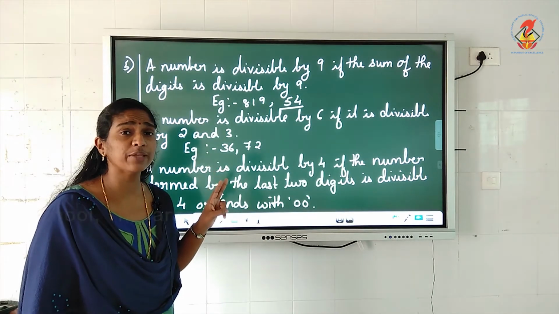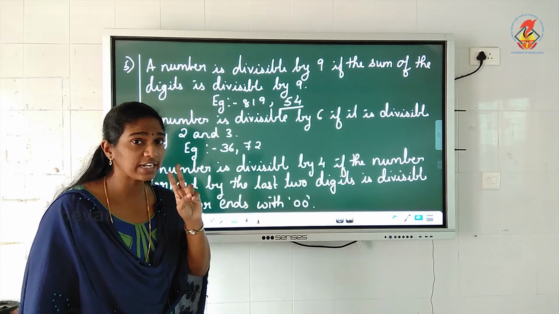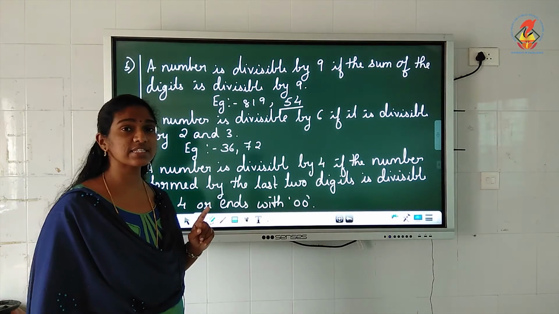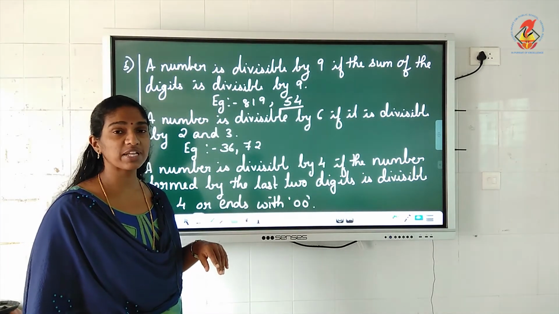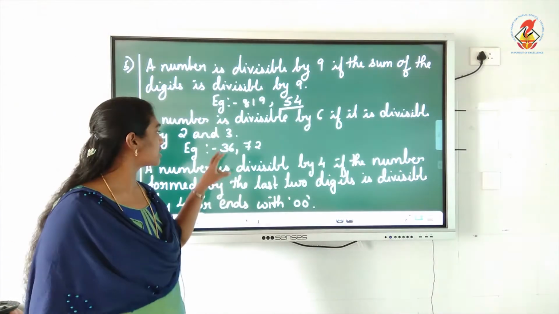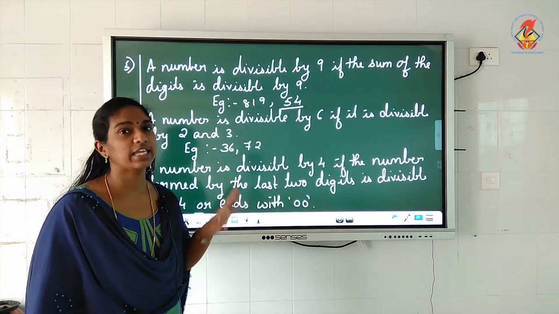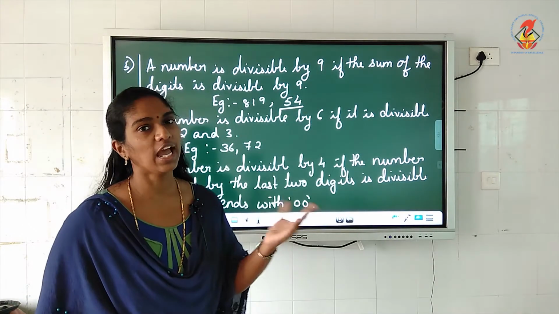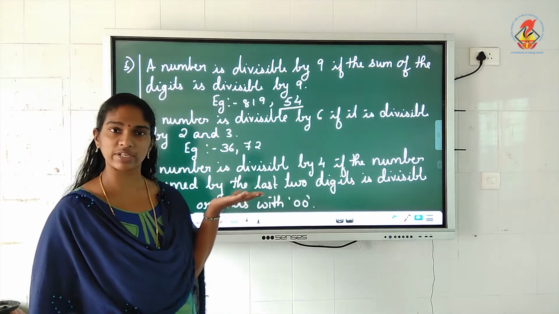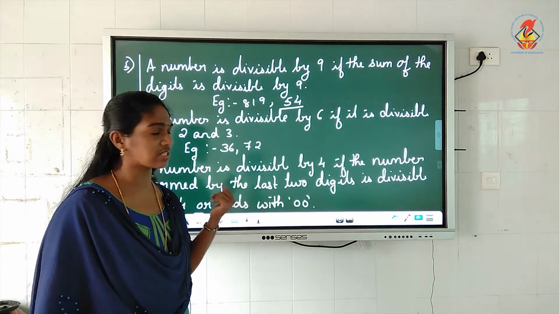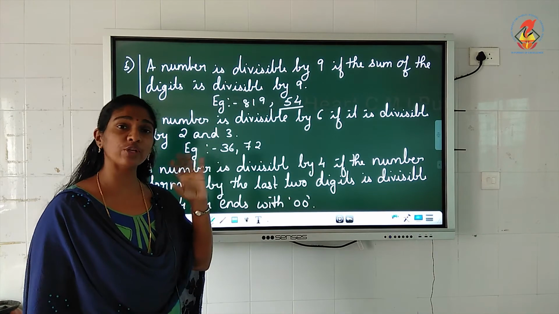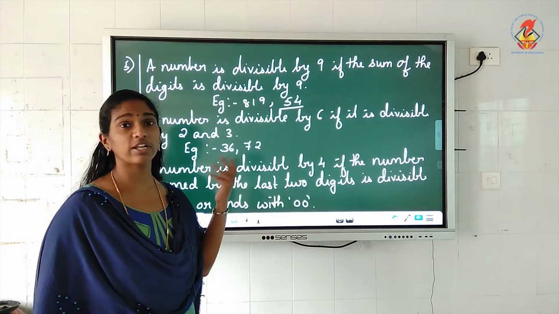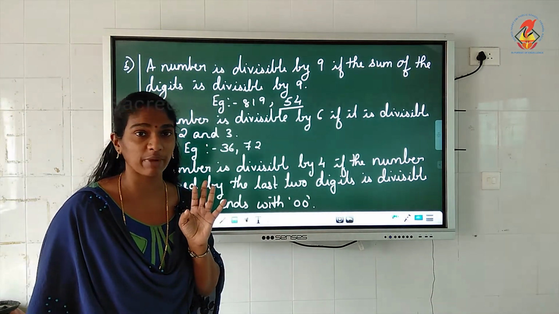How do you check for 3? You have to add the digits. 3 plus 6 is 9. Is 9 coming in 3's table? Yes. So, we can say 36 is divisible by 6. And we know 36 is there in 6 table, isn't it? 6 sixes are 36. So, these rules you can follow when you are having bigger numbers. Smaller numbers you know the table, then it doesn't matter.